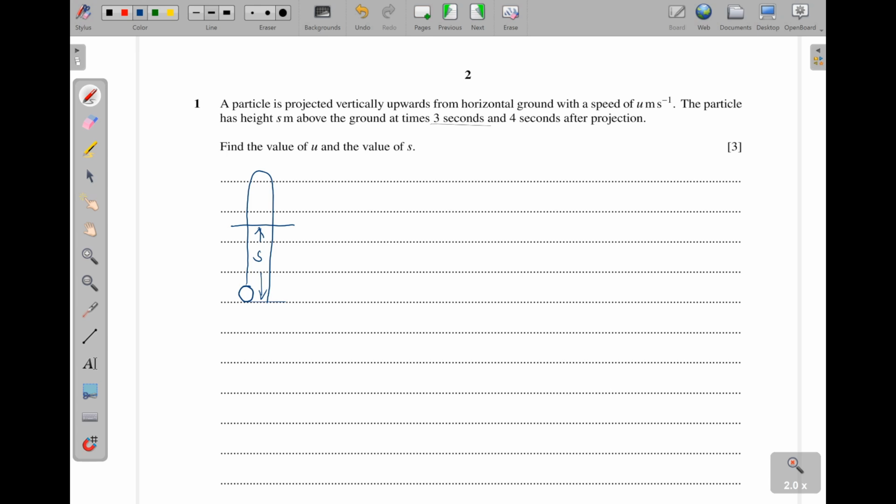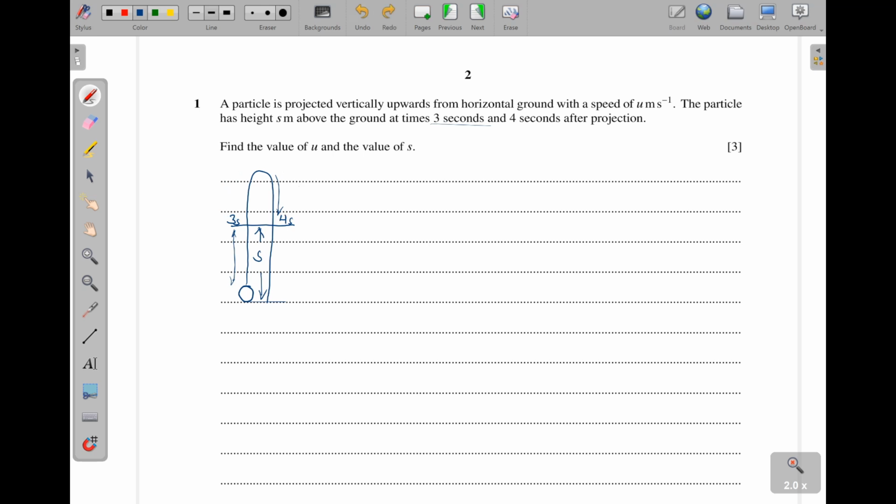So that means it will take 3 seconds to reach this position, to move from here up to here. It will take 3 seconds. And then when it clocks 4 seconds, it will now be coming back. So 4 seconds will be here when it is like this. So it will be the same distance from the horizontal ground. Okay, so that means we can have the time spent when it is at least s meters above the ground.